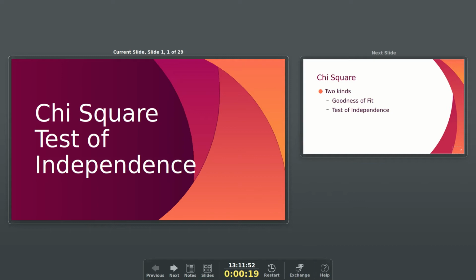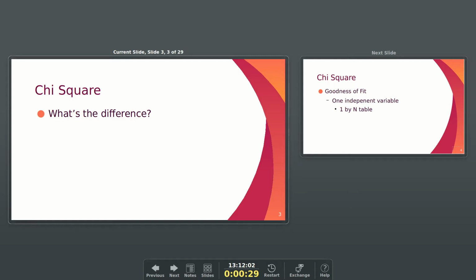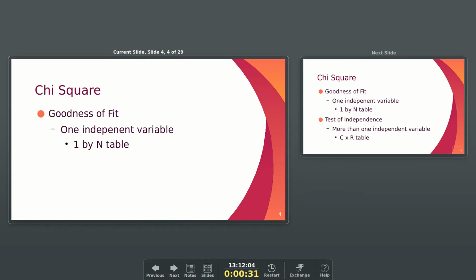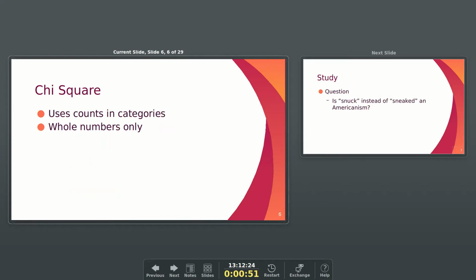In this episode, I want to discuss a chi-square test of independence. Now, there are two types of chi-squares, a goodness of fit and a test of independence. So what's the difference? Well, a goodness of fit chi-square involves only one independent variable, so it generates a 1 by n table. A test of independence, on the other hand, has more than one independent variable, so it works off of a columns by row table.